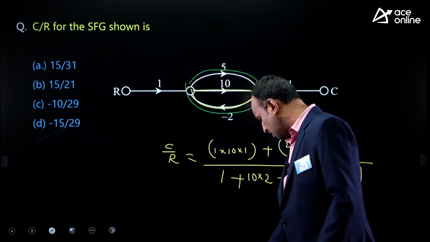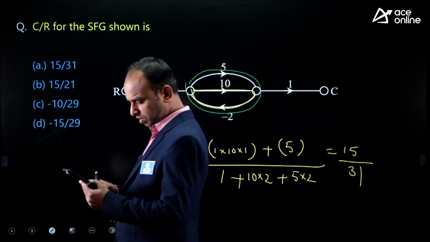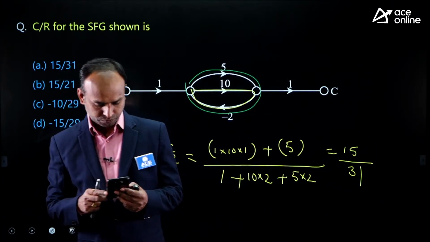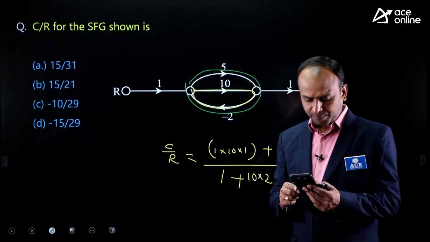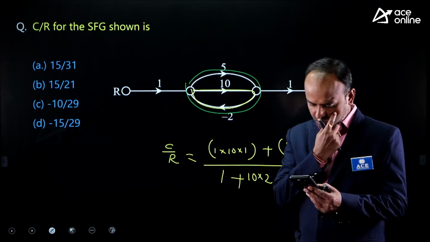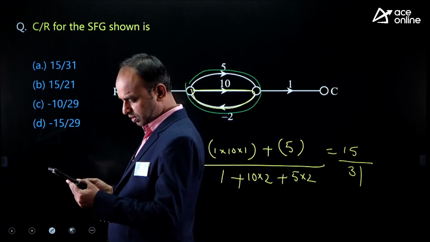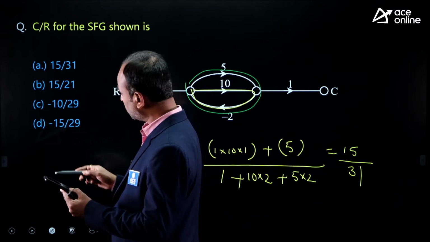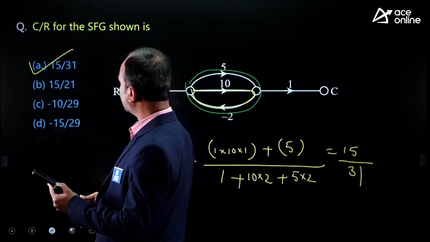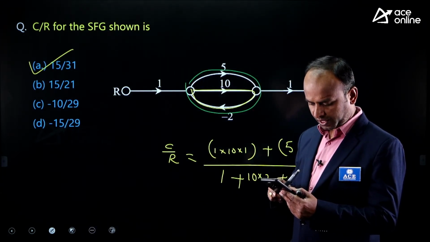So anyone give an answer here? Yeah, correct, within short time. If you type, then only I can identify it here. Monica gave 15 by 31. Yes, Sudhanshu Sharma is correct. 15 by 31 is the correct answer. Option A is the correct answer.